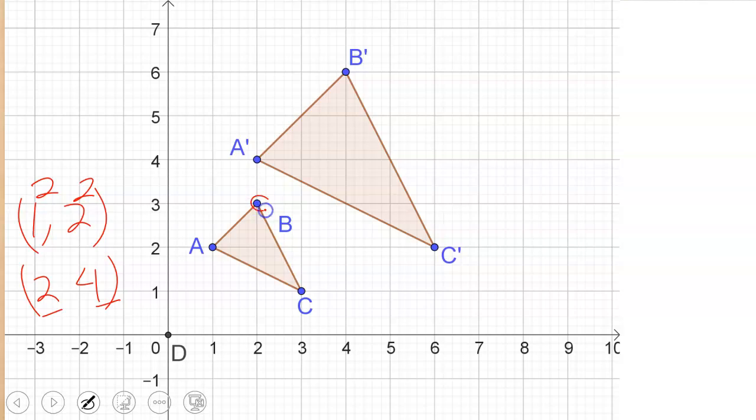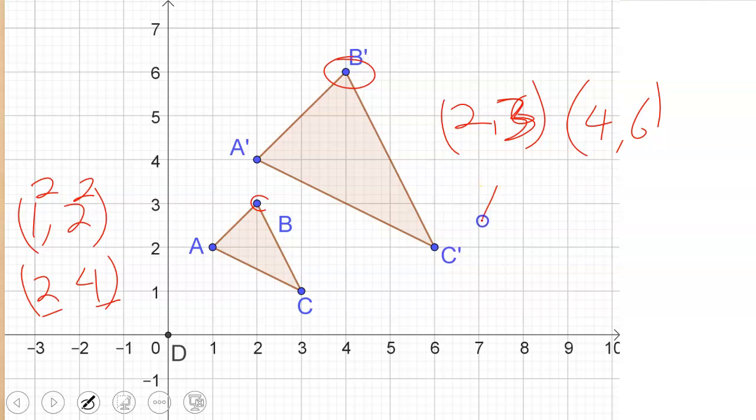If you look at B, the original point is (2, 3). If I multiply each coordinate by 2, I will get (4, 6), which is equal to the image of B, (4, 6). So what we are trying to say is that if I have a point A (x, y) and I move the point with a scale factor 2, then A prime will be equal to (2x, 2y). That is all we are trying to learn with the enlargement here.